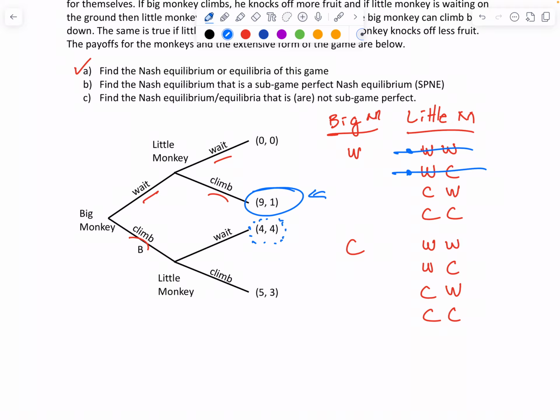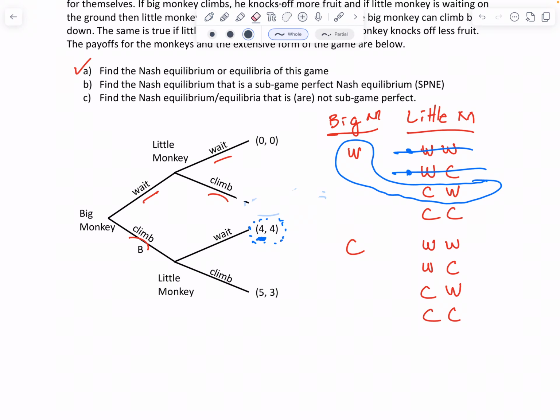Okay? All right. So would big monkey want to switch to climb and earn 4, or does big monkey want to stay right where he is earning 9? The answer is yes, he would want to stay right where he is. So therefore this is the first Nash equilibrium. Wait, and then little monkey climbs and waits down below. Okay. All right, so let's go to the next one.